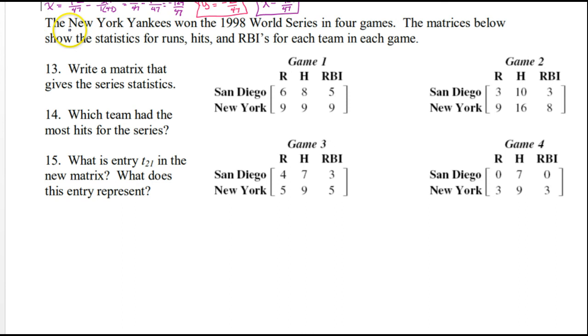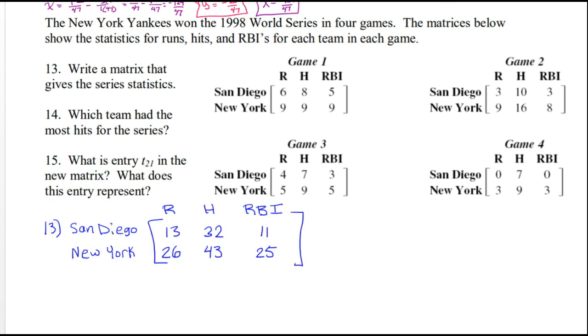Let's see. The New York Yankees won the 1998 World Series in 4 games. The matrices below show the statistics for runs, hits, and RBIs for each team in each game. So for number 13, we're supposed to write a matrix that gives the series statistics. So I'm going to do that down here. Wow, that's a big number 13. So here's a matrix representing the series statistics.